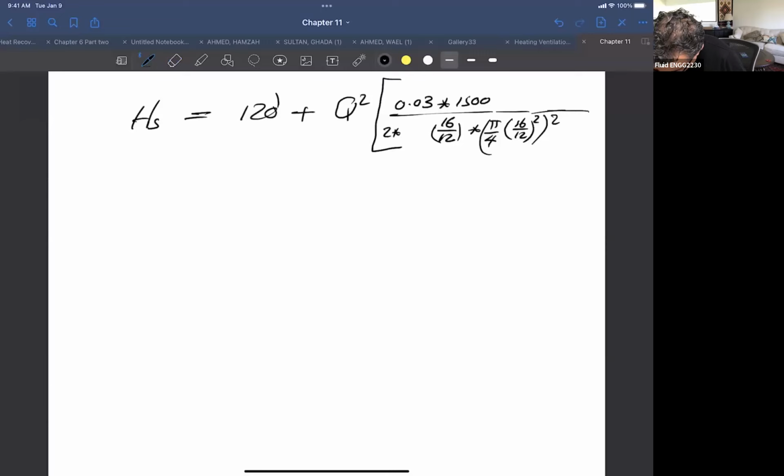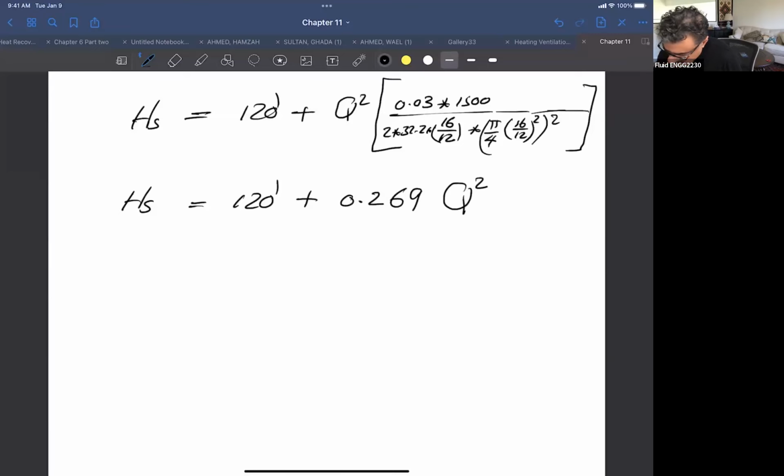This is 2 times G, 32.2 times all this. So I'm converting everything in feet here, right? So everything here in feet. So in this case, I can say that H static is 120 feet plus 0.269 Q squared, and this Q here is in feet cubed per second. Remember, we have to make sure that the units are correct.